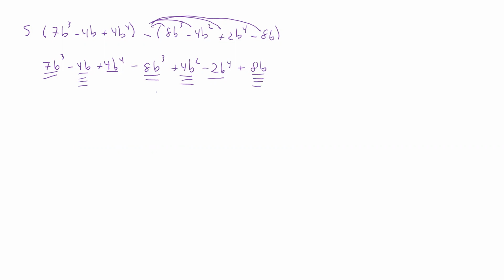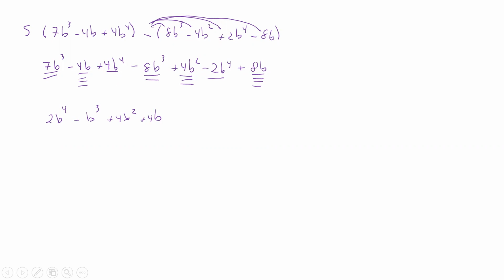All right. So starting with this, we have 4 minus 2. Well, that's going to be a 2b to the fourth. Then we have a 7b cubed minus 8b cubed, which is going to be minus b cubed. Now our squared, this looks to be the only one, so that's that one. So it's just going to be plus 4b squared. And then we have b, so we have minus 4 plus 8, so it's going to be plus 4b. All right, so that should be our answer.